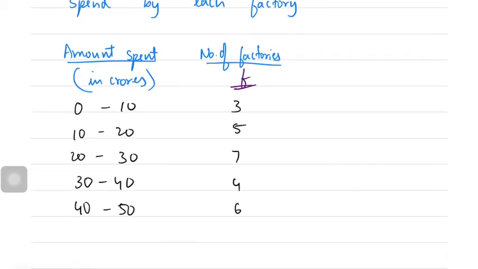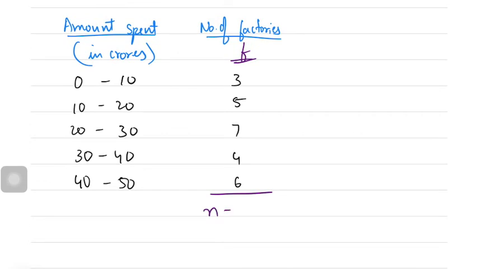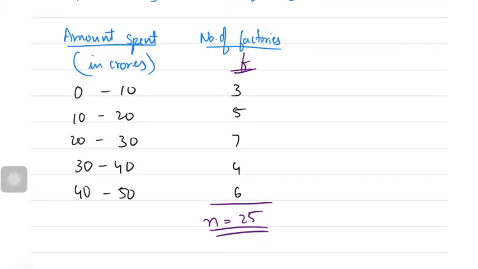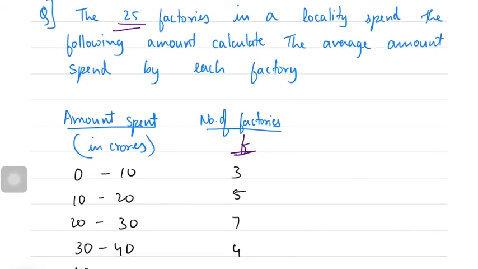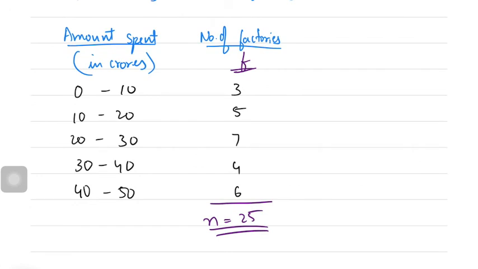Okay. So total will be, it is given that there are 25 factories. So total has to be 25. So n is equal to 25. Like in discrete series you have 3 formulas, similarly in case of continuous series also you have 3 formulas. One is direct method, second one is deviation method or shortcut method, and third one is step deviation method. Okay. So first one is direct method. We will solve using direct method first.